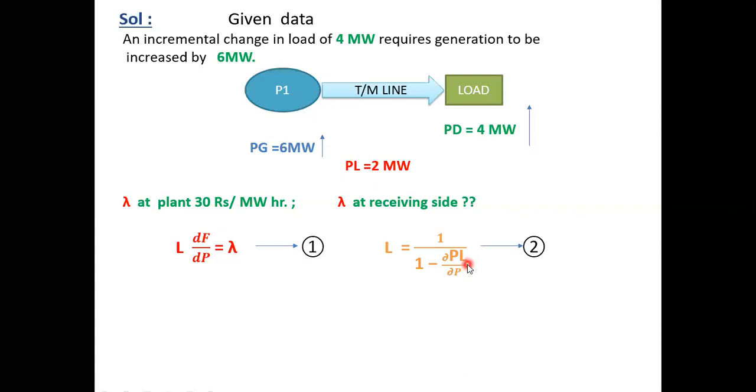So what is the value of PL here? 2 megawatt. What is the value of P here? 6 megawatt. So when you substitute here, then you will get the lambda value equal to 1.5. So 1.5 into 30, you will get 45 rupees per megawatt hour. So this is nothing but your answer.